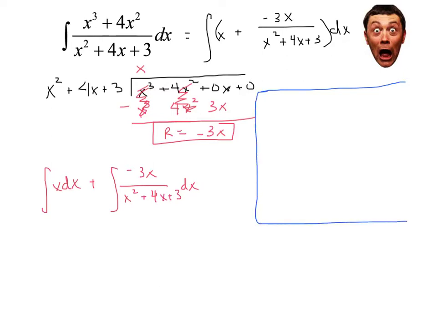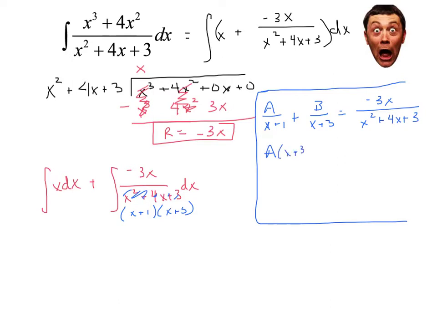Okay, so we can factor the bottom to be x plus 1 and x plus 3, right? So we could have A over x plus 1 plus B over x plus 3 is equal to negative 3x over x squared plus 4x plus 3. Okay, our next step, we multiply A by x plus 3, multiply B by x plus 1. Of course, if I do that, the denominators are the same, so now it's just equal to negative 3x.